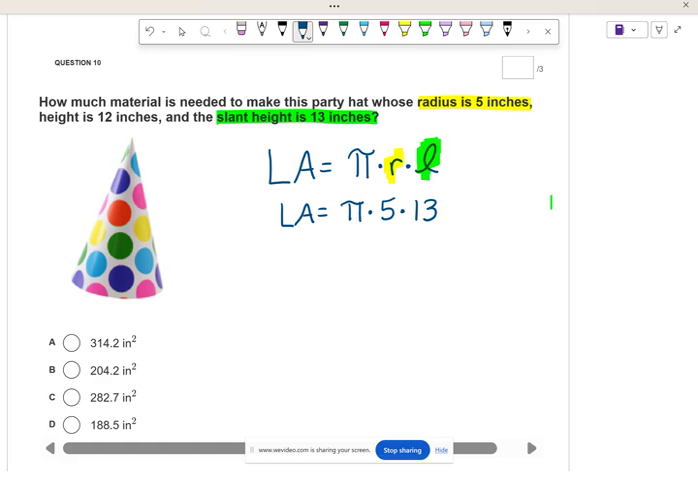We just type all of that in and see what we get. Pi times 5 times 13 is 204.2. Okay, this is area. We were measuring in inches, so that would be inches squared. That would be answer choice B.